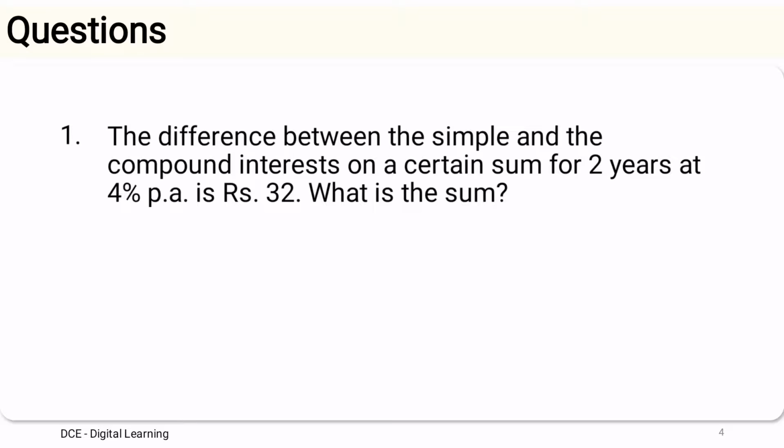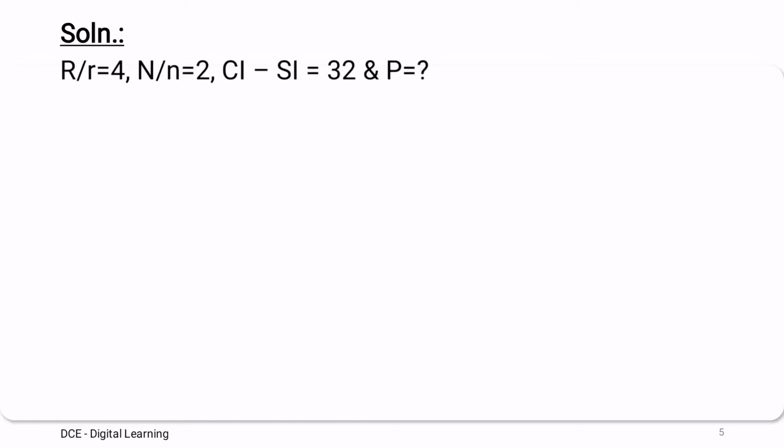What is this sum? Here they have given the difference between simple interest and compound interest as rupees 32, the period is 2 years and the rate of interest is 4%. We have to find out the sum or the principal. So here R is 4%, N is 2 years, compound interest minus simple interest is rupees 32. We have to find the principal. So let this sum be P.